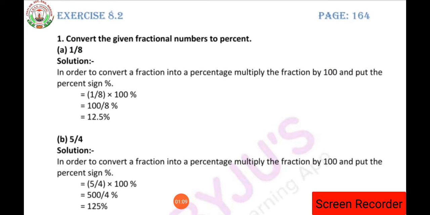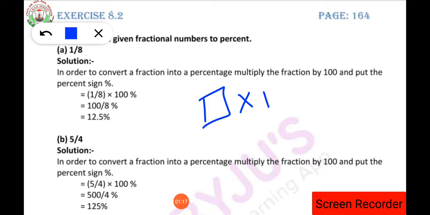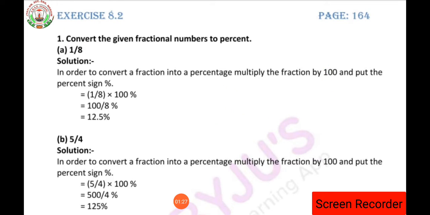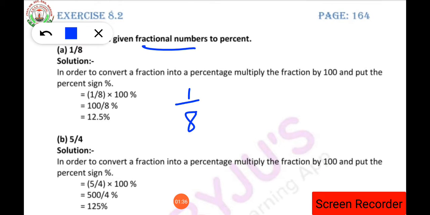That means percent means whatever the number or fraction we have to convert, we have to just multiply that number by 100%. This is the notation of a percent, and that number should be multiplied with 100. So in this question we have to do conversion of the fractional number to percent. Now let's see how to convert. What is the number we are having? 1 by 8 we are having.